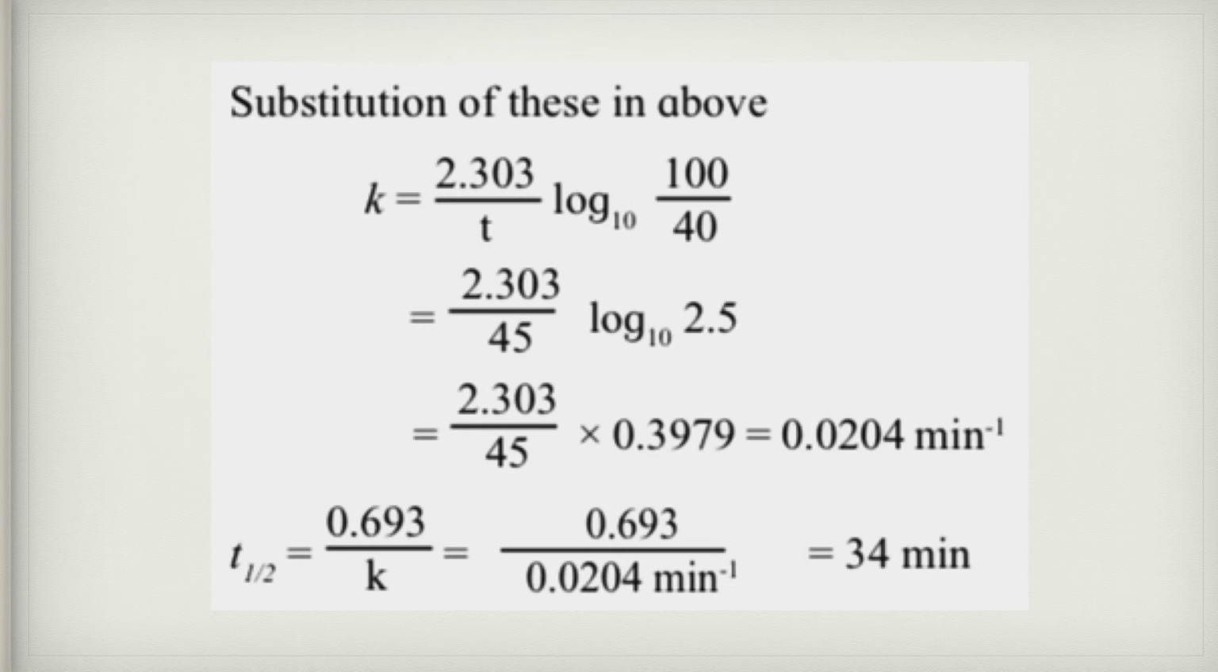After substitution I'll get the value as 2.303 upon 45 into log 2.5, which is nothing but equal to 0.3979, and after solving that I'll get the value as 0.0204 minute inverse. Now as I got the rate constant value as 0.0204, I'll directly substitute in the next equation, that is T half is equal to 0.693 upon K. After substituting the value of K, I will get the answer as 34 minutes. So T half is equal to 34 minutes.